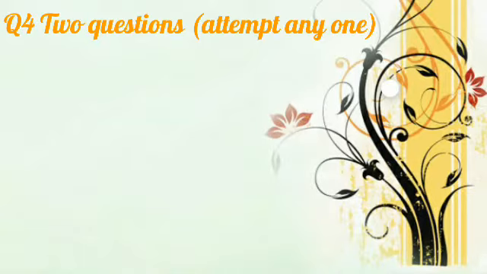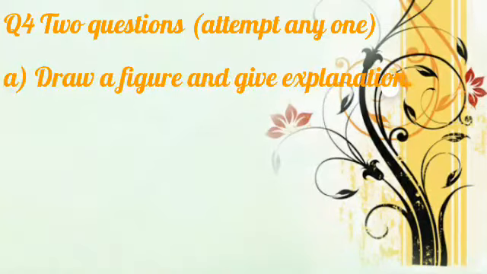The first type that can be asked to you is draw a diagram or figure and give an explanation. So you have to draw an appropriate diagram and you have to give the labeling. Proper labeling also carries marks. On the right hand side you have to do it. The diagram should be done with a pencil.